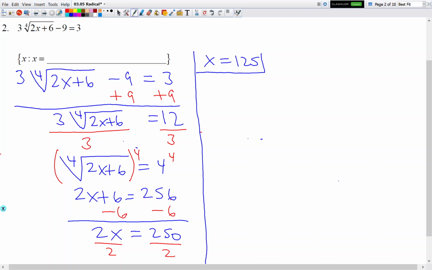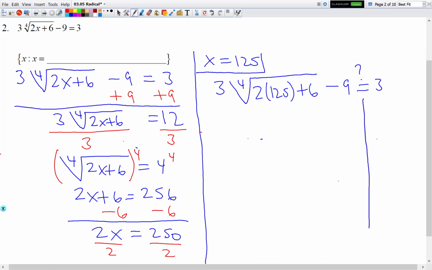All right, so 3 on the outside, 4th root radical of 2x plus 6. So I'm not going to write the x. I'm going to write what I'm going to plug in there, which is 125. And then plus 6. Then minus 9 on the outside. And equals question mark 3. So we're trying to verify if the two sides are going to be equal. And if they are equal, then the answer works.